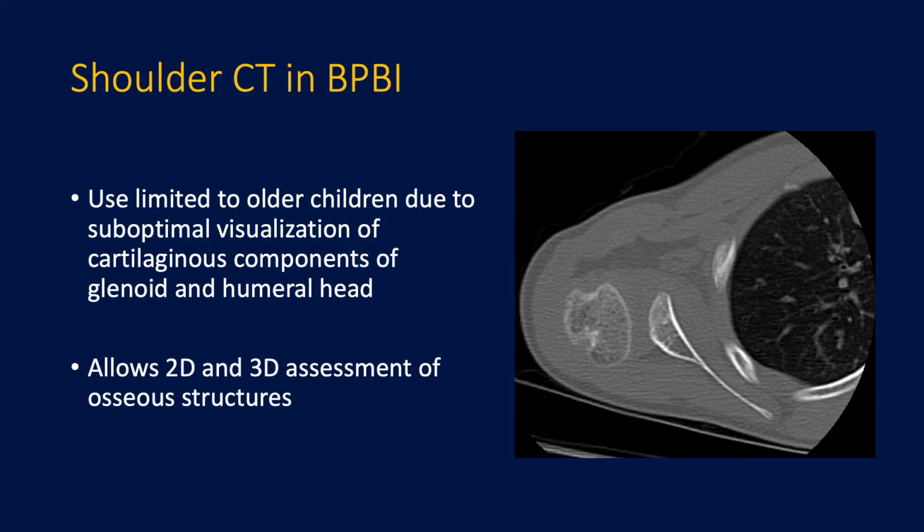We are uncommonly asked to do CT in children with brachial plexus birth injury. This is limited to older children who are being considered for reconstructive surgery of their shoulder. This isn't used in younger children because in younger children we are not able to visualize the cartilaginous components of the glenoid and humeral head. The advantage of CT, of course, is that it allows 2D and 3D assessment of the osseous structures when reconstruction is being considered. Again, we can measure glenoid version and alpha angles very similar to on MRI.